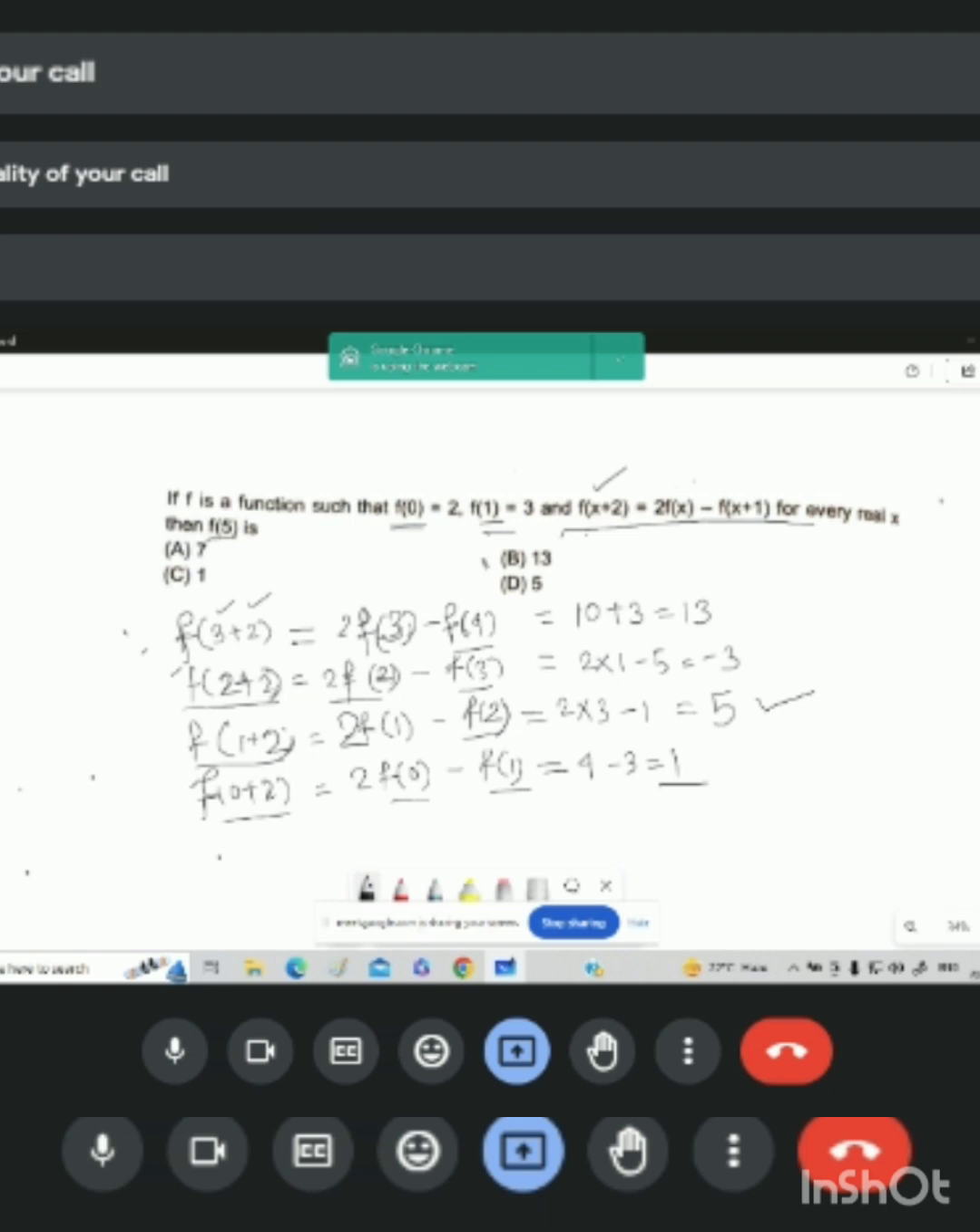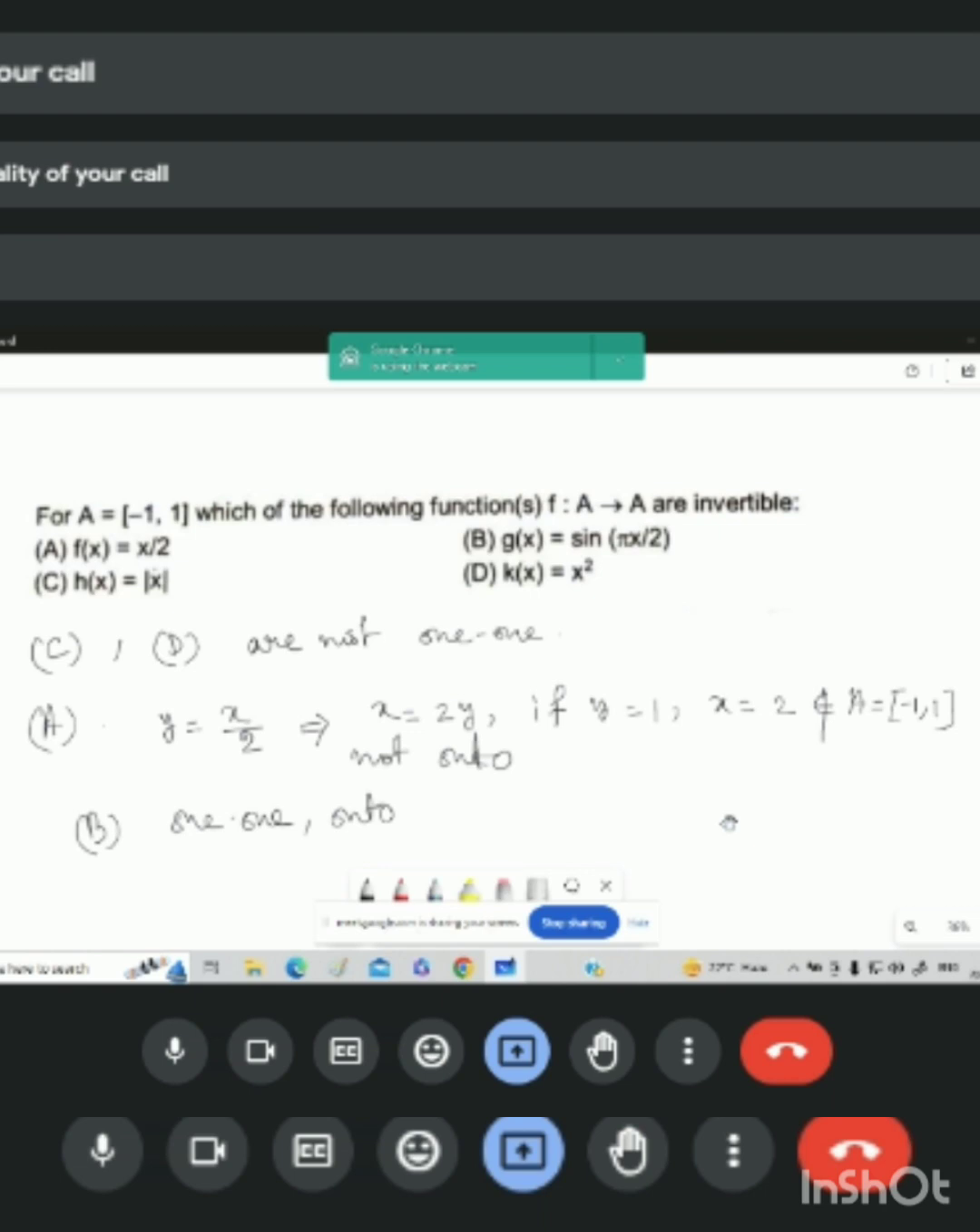Again, by repeating the same process, by putting the value of f3 in the previous equation, we get the value f4, and finally you get the value f5 as 13. So B is the correct option.